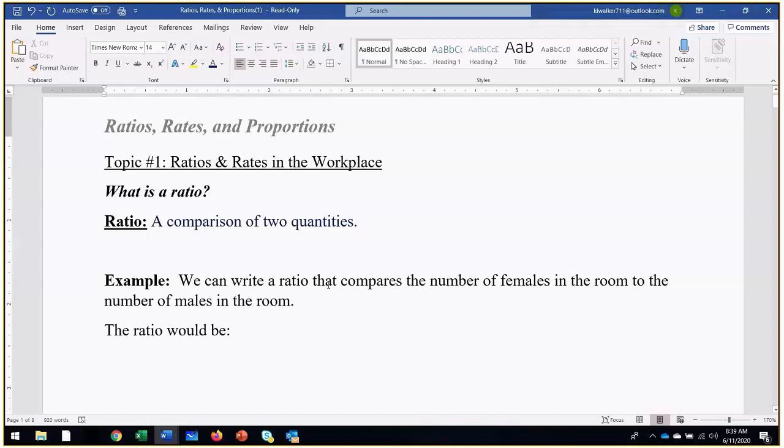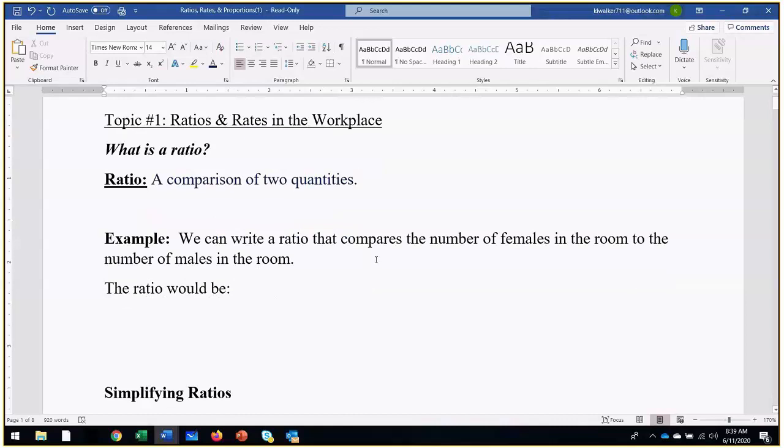So that's all they are. We can just compare two things. The most important thing is that you pay attention to the order that they're asking things in.